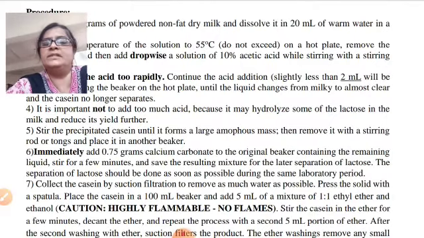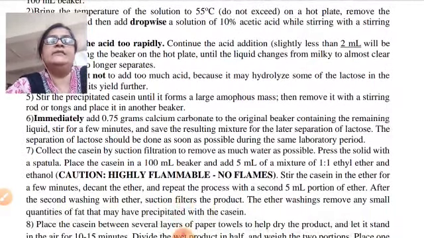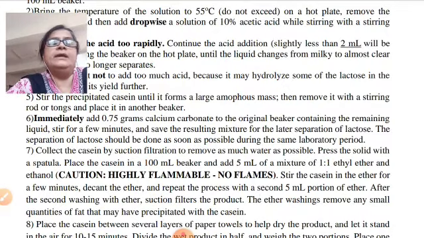Press the solid with a spatula. Place the casein in a 100 ml beaker and add 5 ml of a mixture of 1:1 ratio of ethyl ether and ethanol. Here we should keep caution that there should be no flame because it is highly flammable. Stir the casein in the ether for a few minutes.